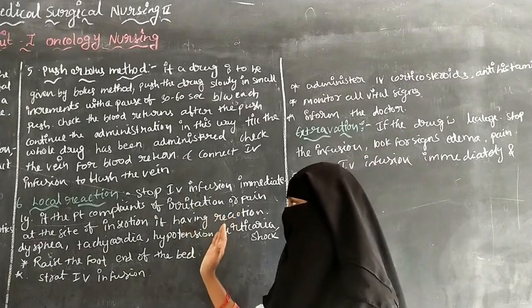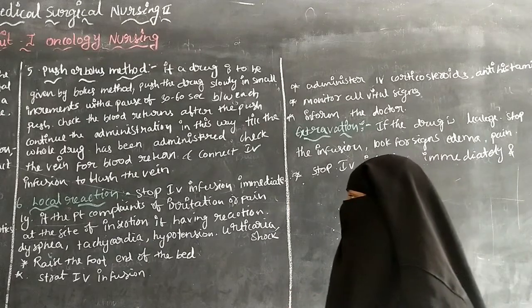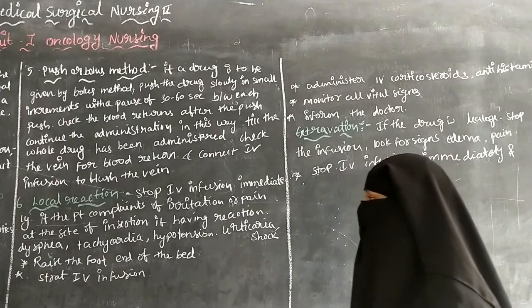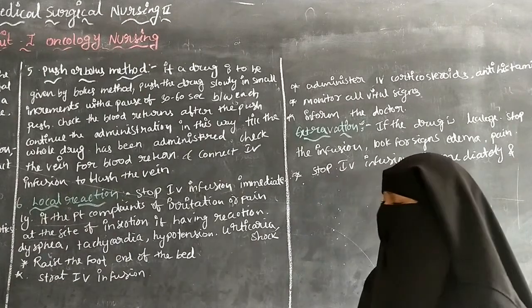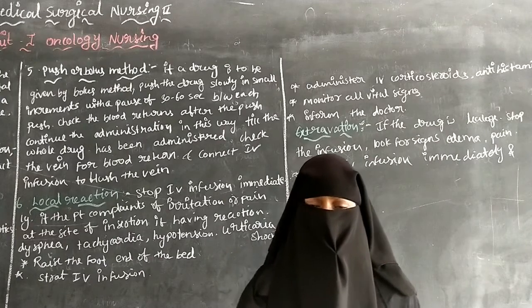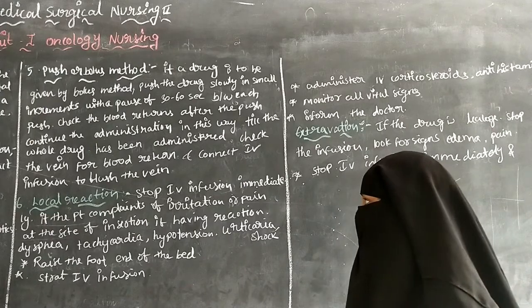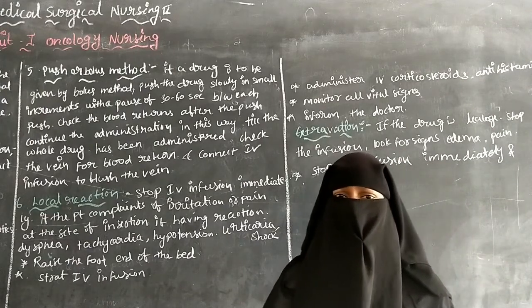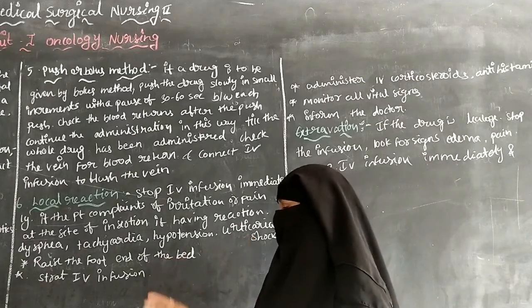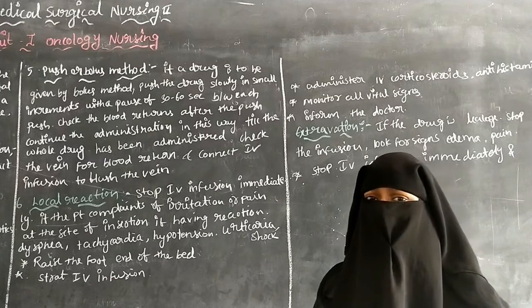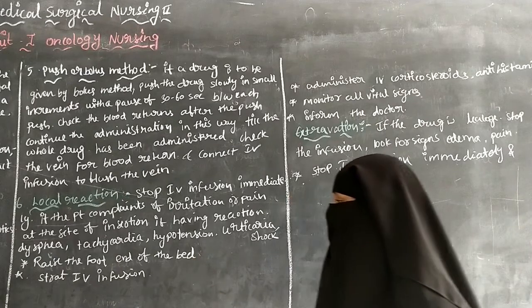So local reaction means stop the IV infusion immediately if the patient complains of irritation or pain at the site of insertion. If the patient is having any reaction at the site of insertion, the nurse has to disconnect the infusion immediately. A local reaction includes dyspnea, which is breathing difficulty, tachycardia, hypotension and urticaria.